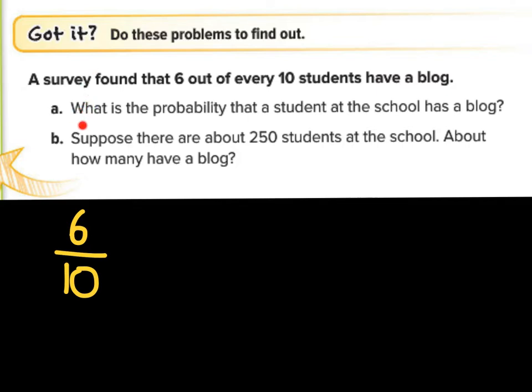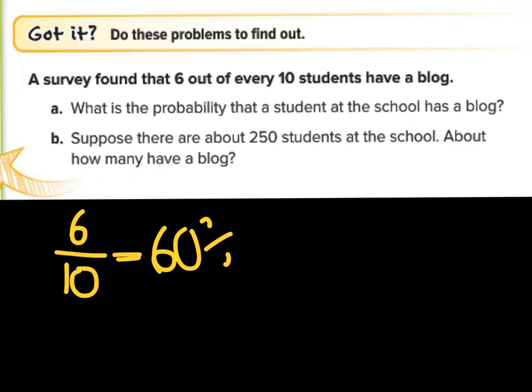But continuing on, what is the probability that a student at the school has a blog? A survey found that 6 out of every 10 students have a blog. Wow, 6 out of 10, and we just did that. If we wanted to find it in percentages, we already figured out that it's 60%, right? Suppose there are about 250 students at the school. About how many have a blog?